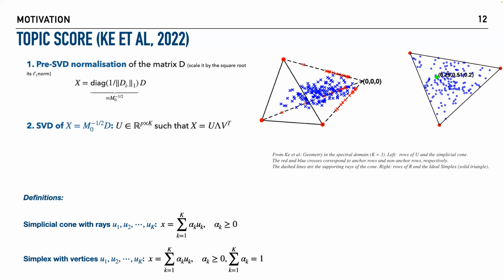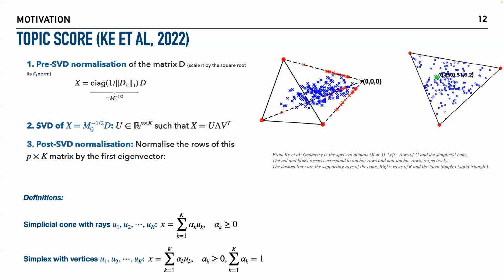But still, a cone is a bit hard to handle. So the idea here is that you do a post-SVD normalization. More precisely, you take the second up to the k-th eigenvector, and you divide them entry-wise by the first. You can show this has the effect of collapsing this cone onto this simplex here. So all of the anchor words are projected onto the vertices here, and all the points are projected inside that simplex.